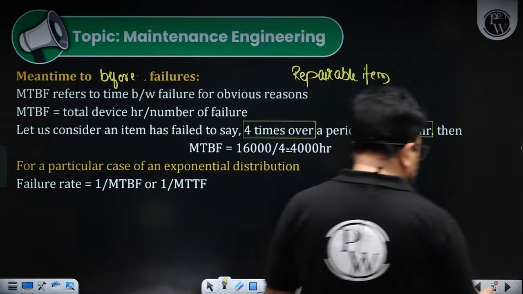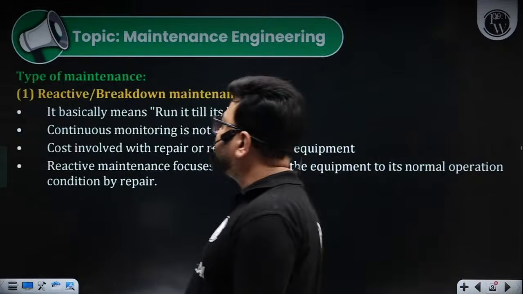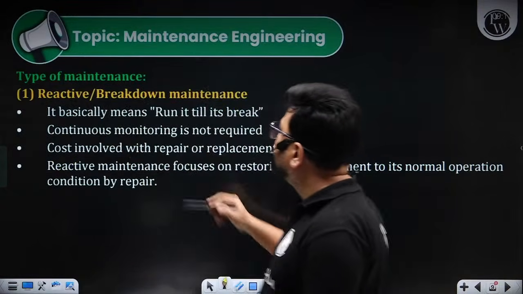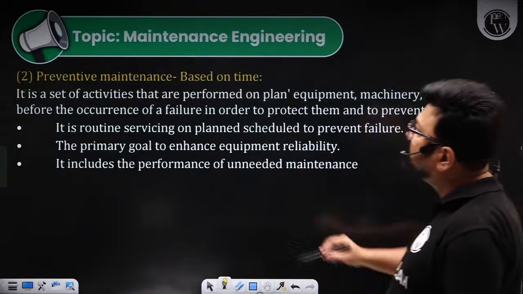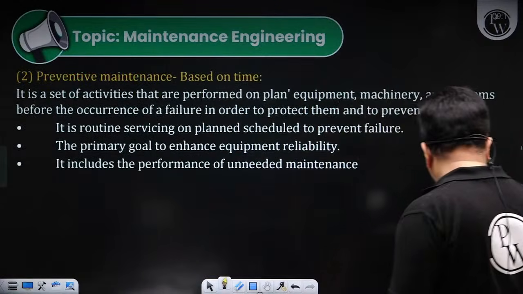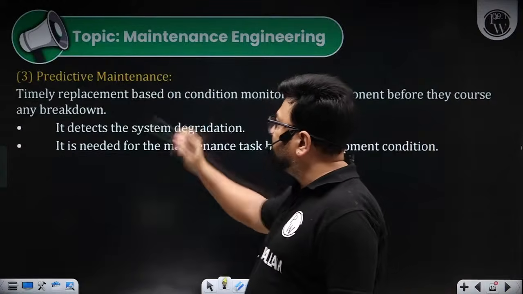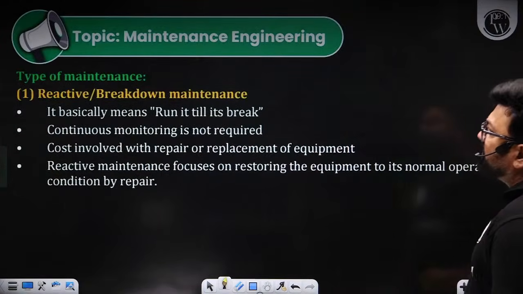Now let's see the types of maintenance. There are 3 types of maintenance basically: reactive or breakdown maintenance, second preventive maintenance based on time, and third is predictive maintenance. Let's see them one by one.